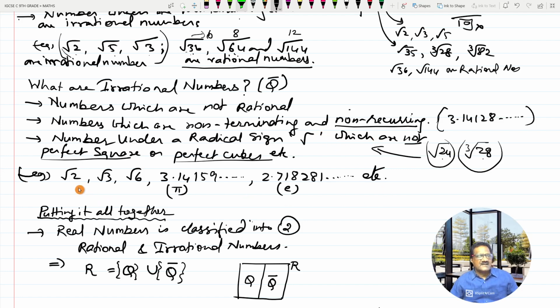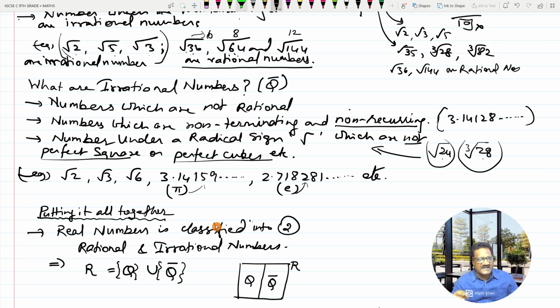So root 2, root 3, root 6, this 3.14159 dot dot dot, 2.718281 dot dot dot, all these are examples of irrational numbers. The pi that we use, that is 3.14, is an irrational number. The value of e is 2.7182 dot dot dot, this is also an irrational number.